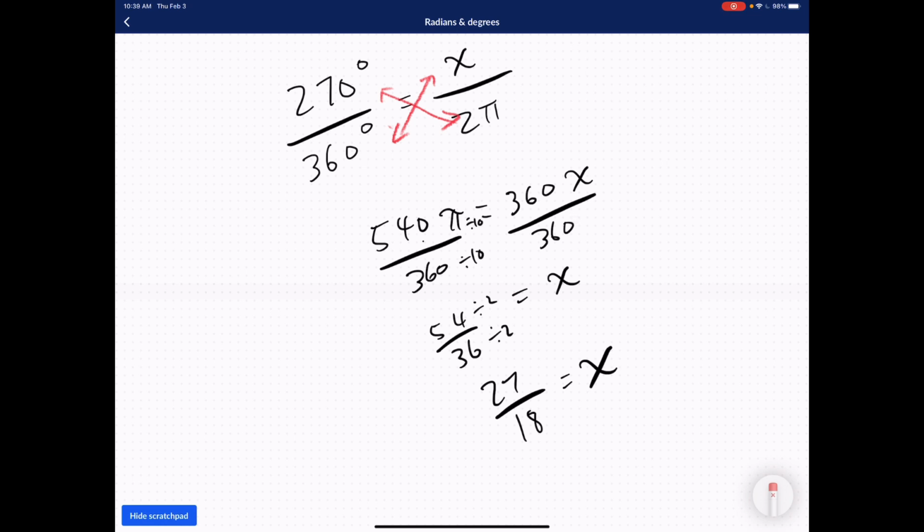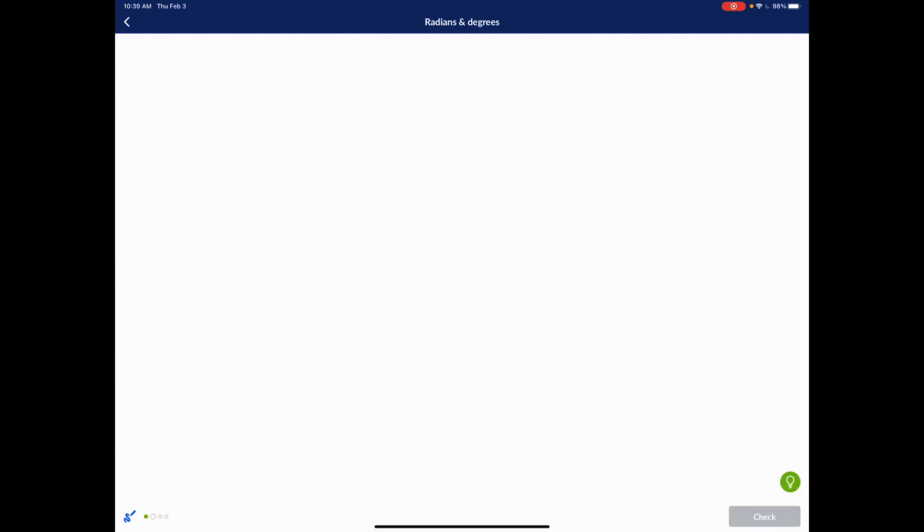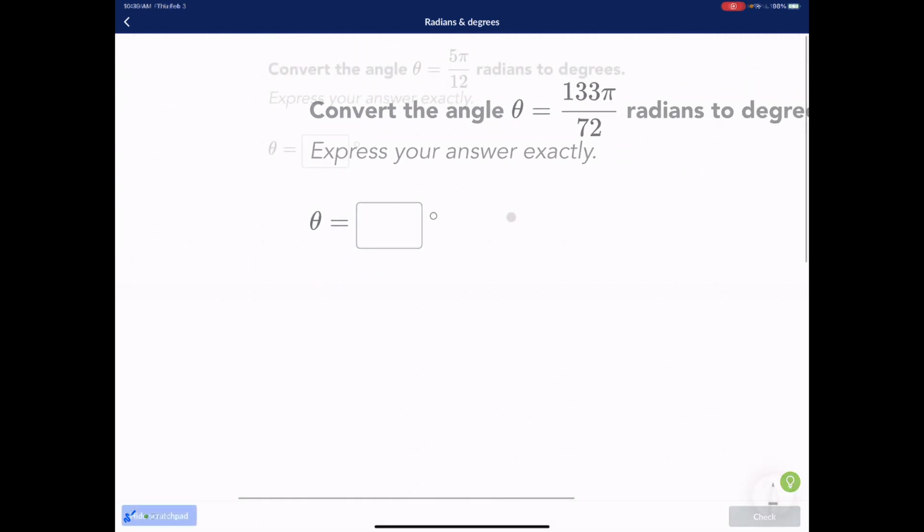And so I don't necessarily like this method, but you can use this as a way to check your answer. If you rewind the video, it was in fact 27 over 18. So we do get the same answer if you do it that way. I just don't like to do it that way because it doesn't cause you to think very much.